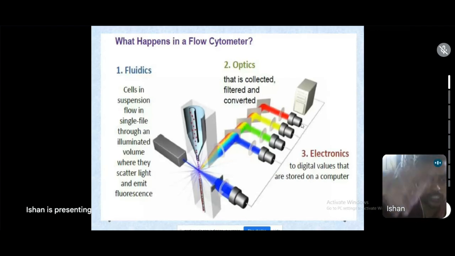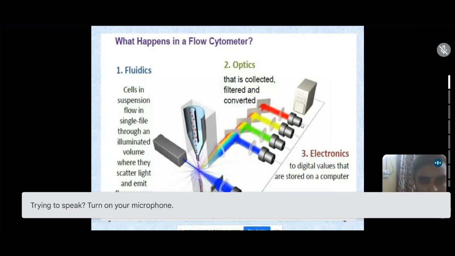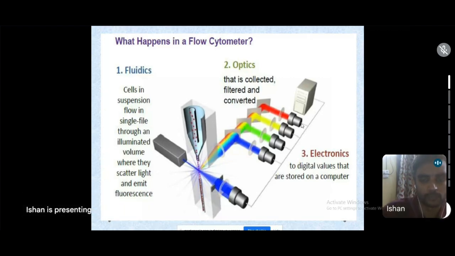The cells under a sheath fluid are passed linearly across an illuminated channel, flowing past a laser. That laser emits different kinds of fluorescence or different intensity colors, and the light which scatters is collected by these receptors or diodes, which come under the optics section.